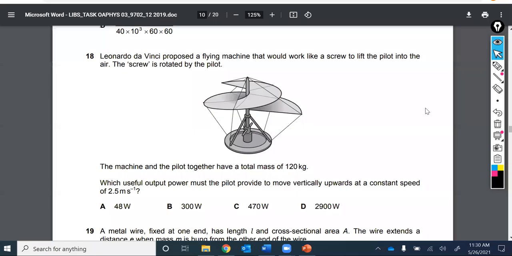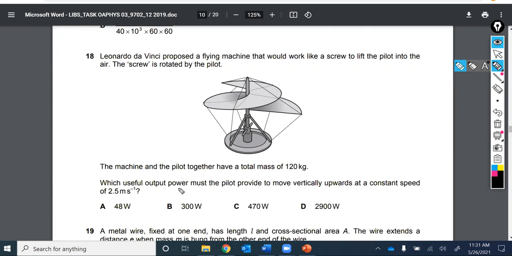All right, in this question, we'll be considering a centuries-old problem. Leonardo da Vinci proposed a flying machine that would work like a screw to lift the pilot into the air. The screw is rotated by the pilot. The machine and the pilot together have a total mass of 120 kilograms.